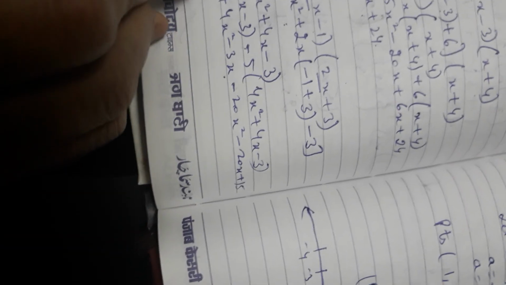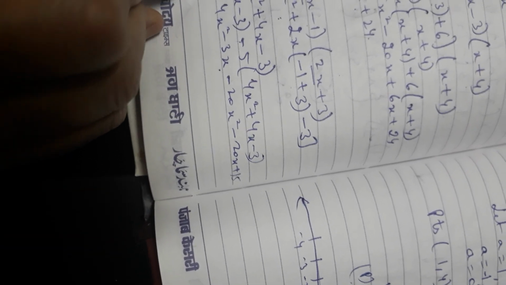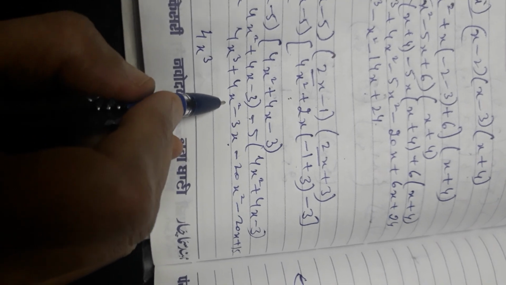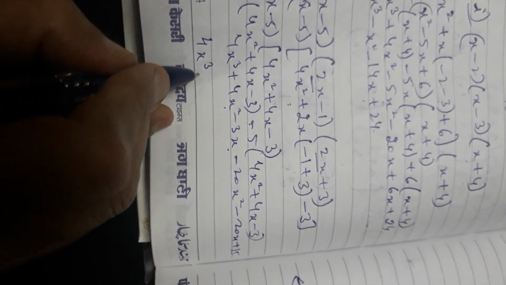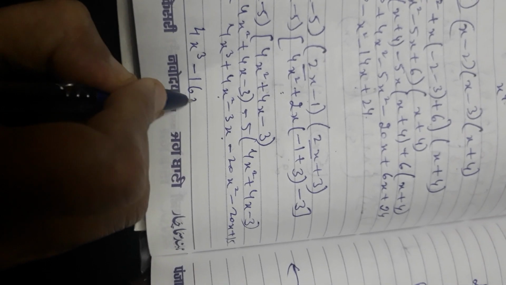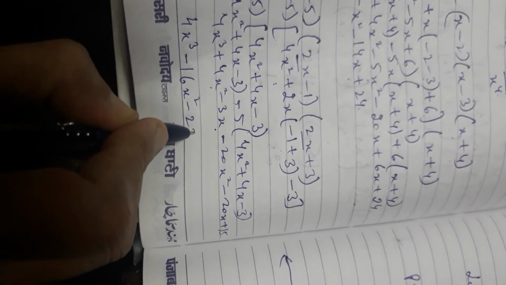So simplifying this, that gives you 4x cube. The x square terms can be combined. 4x square minus 20x square, that is minus 16x square minus 23x plus 15. Calculation mistake can be there. Just check if any calculation mistake is there. You can just do it your own self.